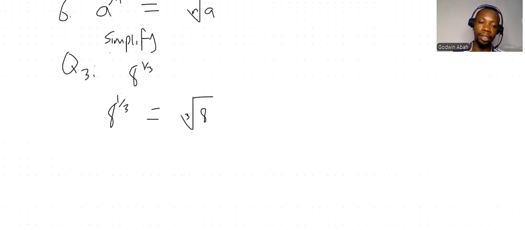So the value of n here is 3. So the third root of 8, which is the same as the cube root of 8. So what is the cube root of 8? The cube root of 8 is actually 2. You can actually punch your calculator to get that.